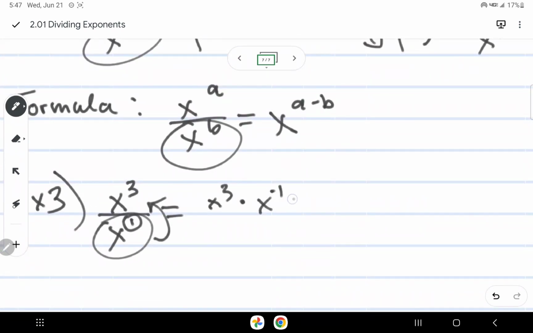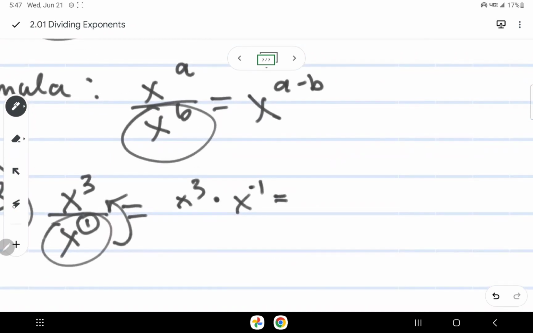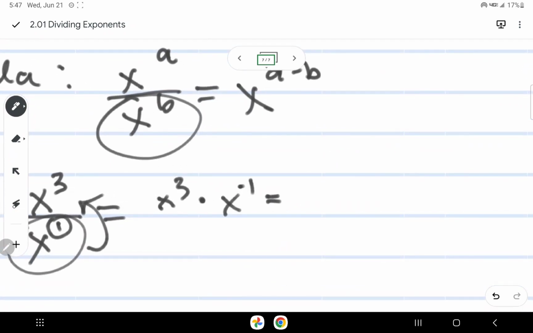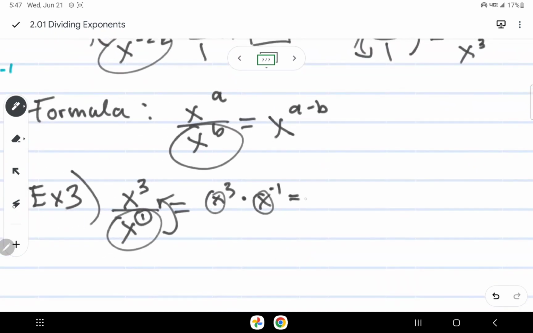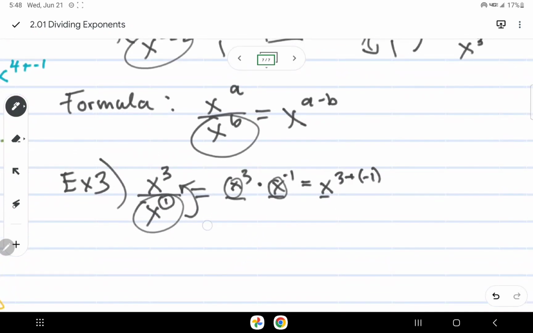Now in this case, when you multiply exponents, you add the exponents, if that makes sense. So these two have the same base, hence you will be retaining that same base to the power of 3 plus negative 1. So in that case, that is equal to x to the power of 3 plus or minus 1, or 3 minus 1, to the power of 2. Okay?